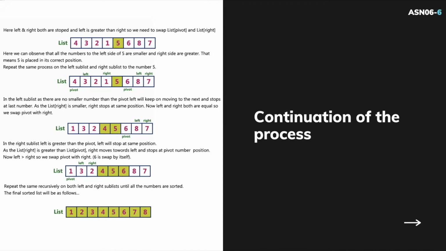And then in the next one, we can already see that on the left-hand side of the pivot are all smaller numbers than the pivot, and on the right-hand side are all bigger numbers. So from here we'll create two sublists, one on the right and one on the left, and then we repeat the process we did before until we end up with an arranged list.